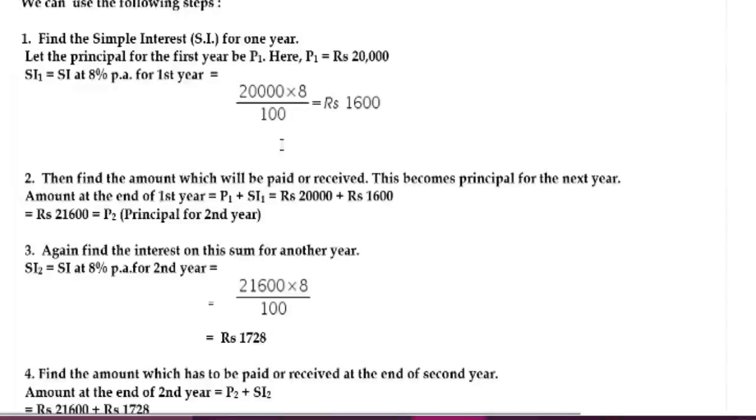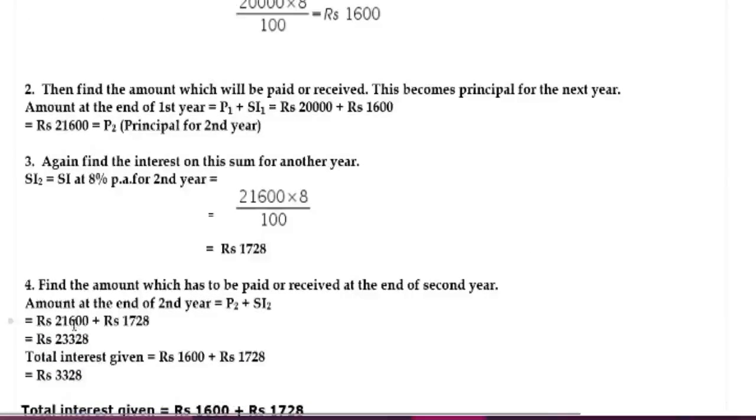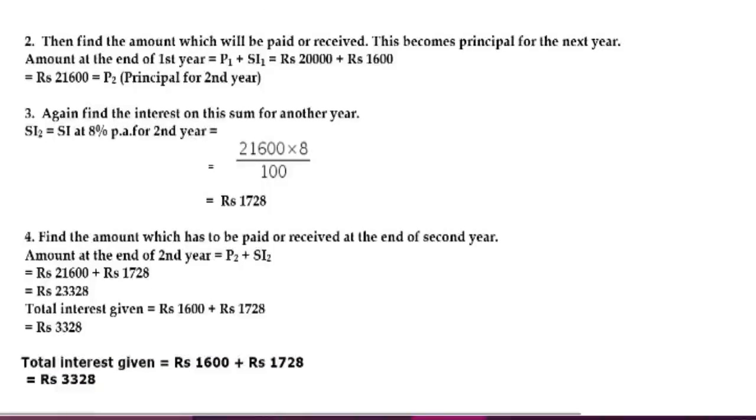So here, in the first year we got 1,600 as interest. In the second year we got 1,728 as interest. Now you find the total interest. Total interest is 1,600 plus 1,728 equal to 3,328. So this is the compound interest. This total interest we have added here. This is the compound interest received during these 2 years.